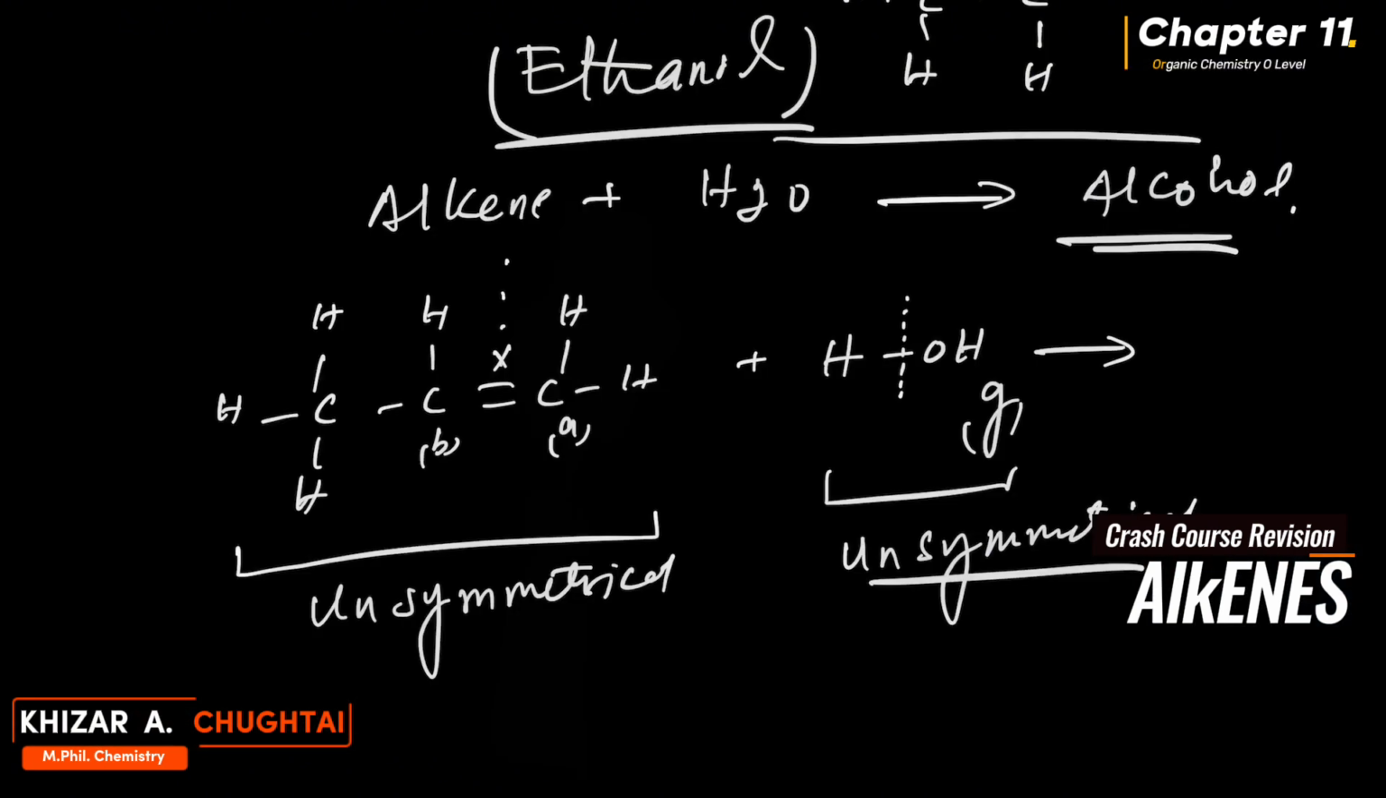I'm going to cut this alkene at the carbon-carbon double bond. So there are two different portions. One portion has one carbon, the other portion has two carbons. So if the alkene is cut at the carbon-carbon double bond and it has two different parts, it is said to be an unsymmetrical alkene.